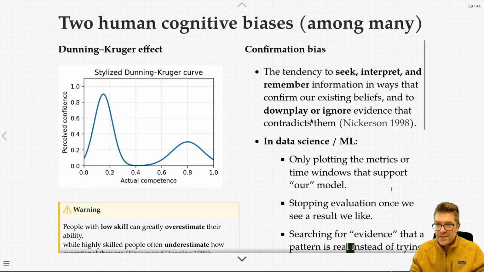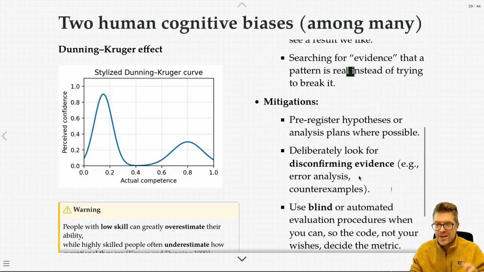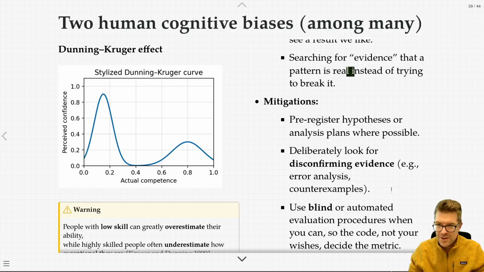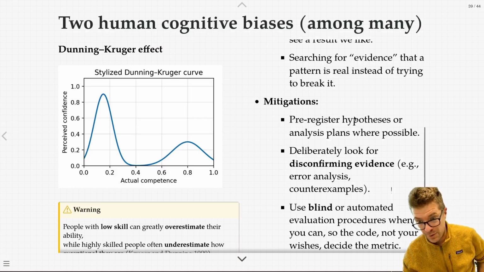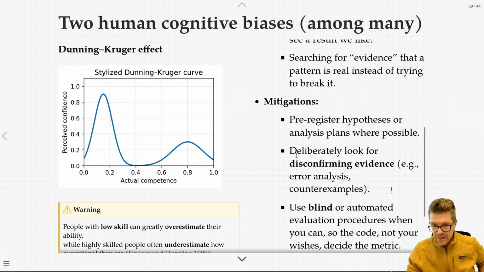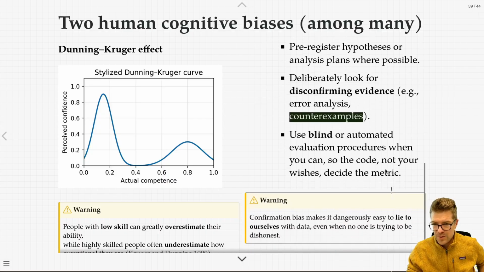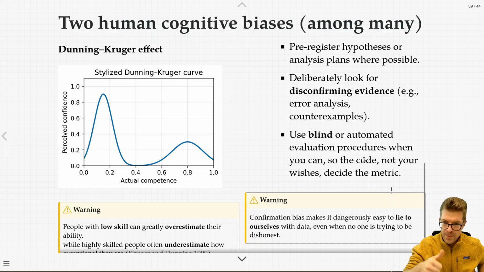You can mitigate against the confirmation bias sometimes. In science, it means pre-registering your hypotheses. So claim what you expect to see first and then do the experiment, so then you can't go back and fiddle with your hypothesis after the fact. Again, deliberately look for disconfirming evidence. Keep on trying to prove that you're wrong. Do error analysis, try to find counterexamples and so on. And use so-called blind or automated evaluation procedures whenever possible. So make sure your thumb is not on the scale. This is from a scientific perspective.